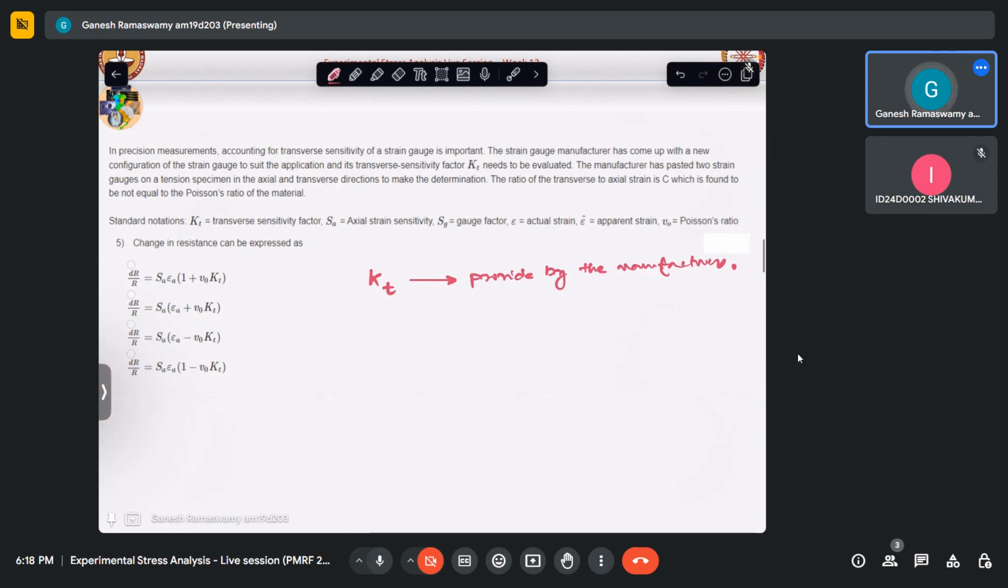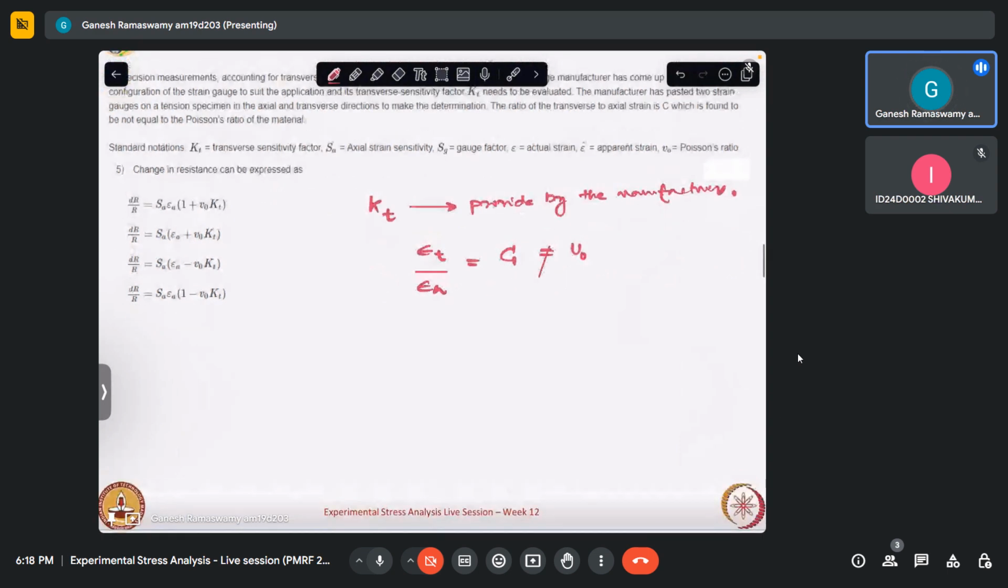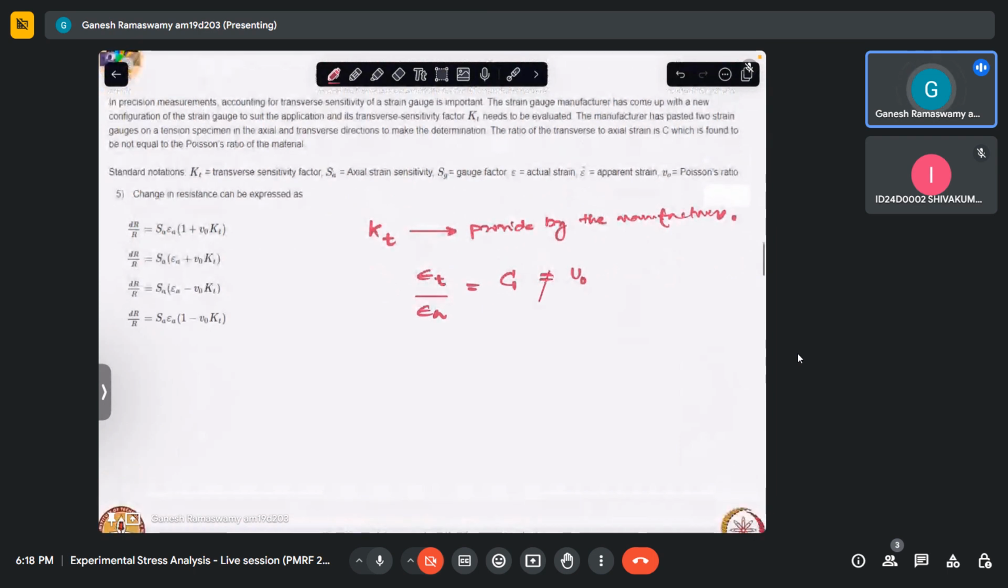The ratio of the transverse to axial strain. So we have a transverse strain and its ratio with the axial strain is termed as C, capital C, which is found not to be equal to the Poisson's ratio of the material. So this is not equal to mu naught. Okay. Standard notation Kt refers to the transverse sensitivity factor. Sa is the axial strain sensitivity, Sg gauge factor, and so on. So we have been given all the expressions here.